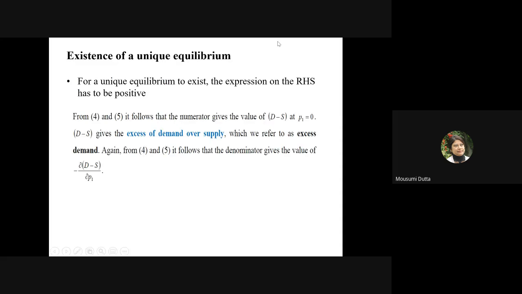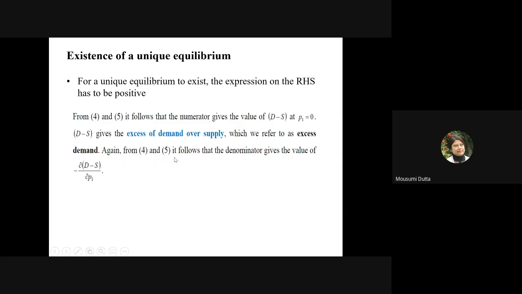From 4 and 5, it follows that the numerator gives the value of D minus S at P1 equal to 0. So the numerator is giving us the excess demand over the supply at P1 equal to 0. D minus S gives the excess of demand over supply, which we refer to as excess demand. So excess demand when price is equal to 0 gives this position.